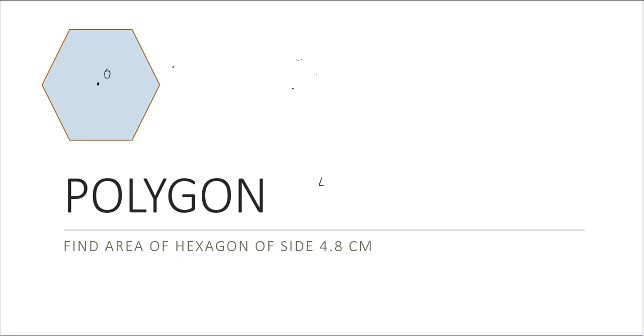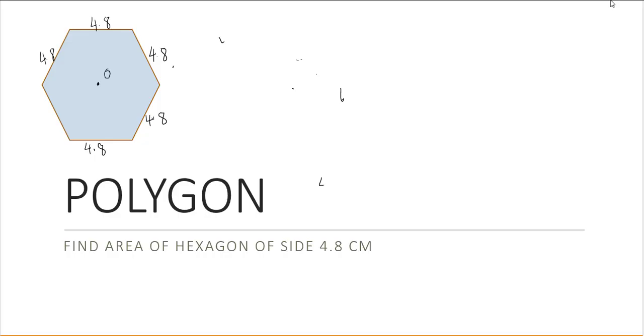So in this question, we need to find the area of a hexagon, and each side of the hexagon is 4.8 centimeters. So each side of the polygon is 4.8, which means that this is a regular polygon. All sides are equal.